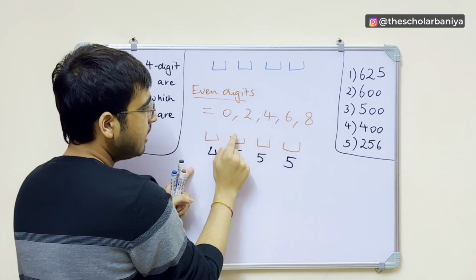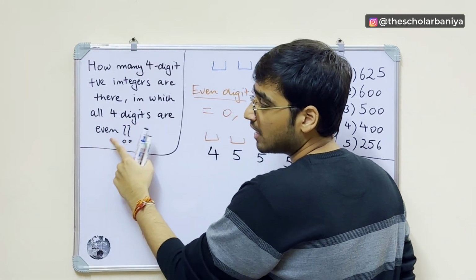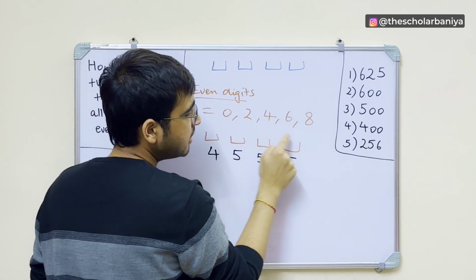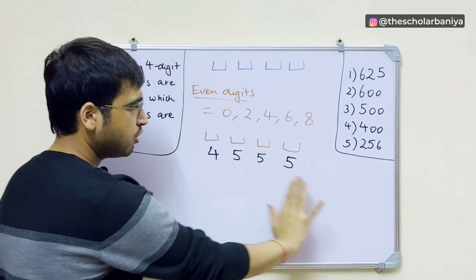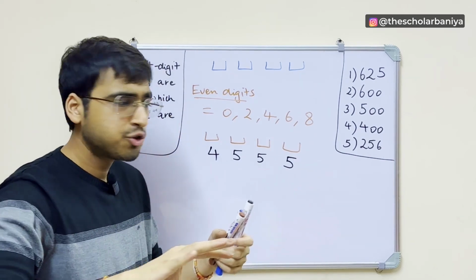Because we wanted even digits to be here. All the 4 digits are even. That means this should be even, this should be even, this should be even, this should be even. And these are the possible even options. So this is the condition. So this is the answer basically. I hope this should be clear.